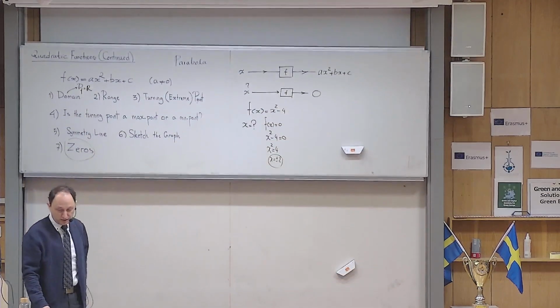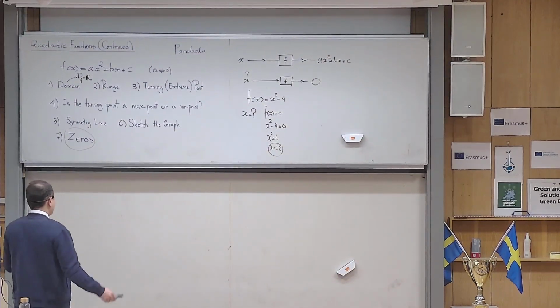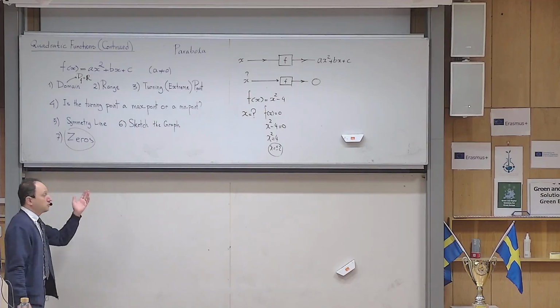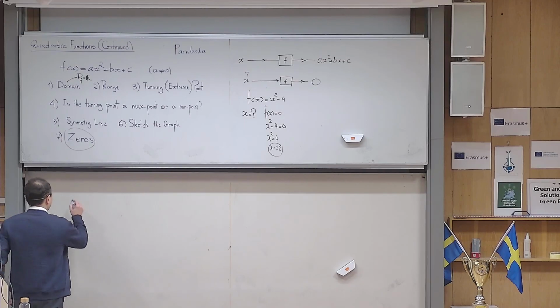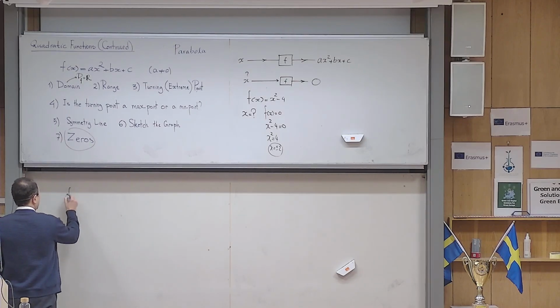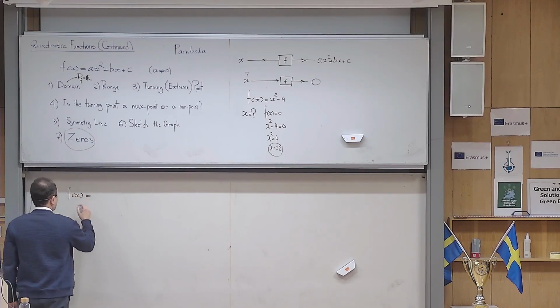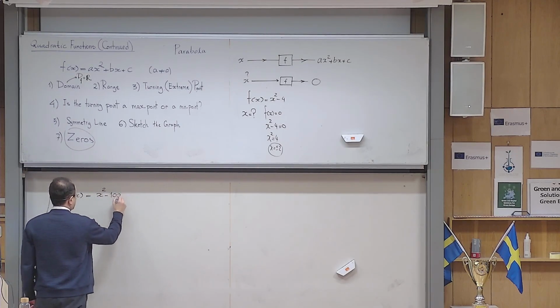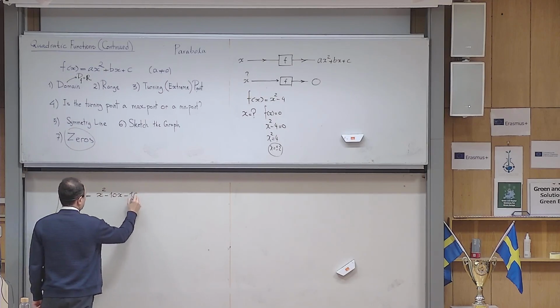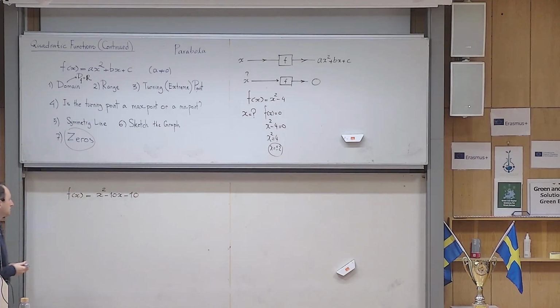I start with the simple one. Not a very simple one. The simplest one was y equals x squared. That was very simple. But let me start from here. So I give you a function f of x. I give you, for example, x squared minus 10x minus 10. Okay? And I want to answer those questions up there for this function.